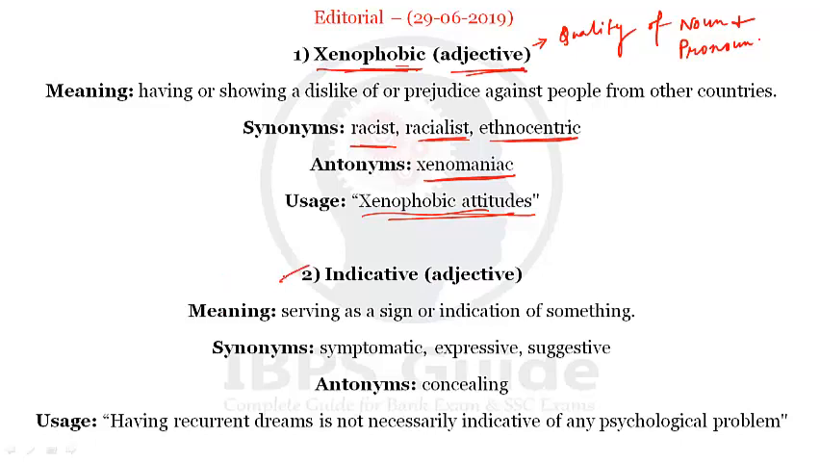Our second word is indicative. Indicative is an adjective. Again I am repeating several times, an adjective is a quality of a noun. So indicative matlab hota hai kya, serving as a sign or indication of something. Koi bhi cheezon ki jo indication hoti hai, koi bhi sign hoti hai, that is called indicative. So we can write the synonyms: symptomatic, expressive and suggestive. And antonym will be concealing, chupana.